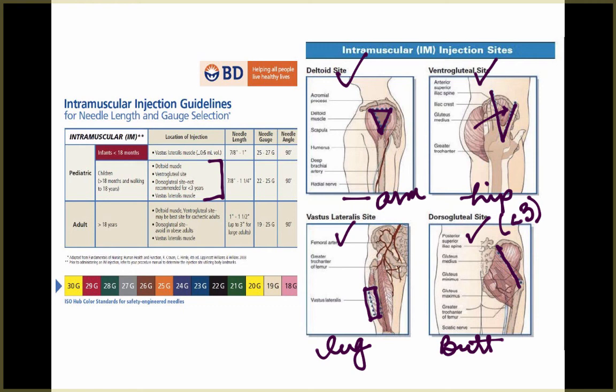On adults, they can do the deltoid and the ventrogluteal sites. They'll do the dorsogluteal site in adults, but they don't like to do it if the adult is obese. And they will do the vastus lateralis. So those are the major injection sites.